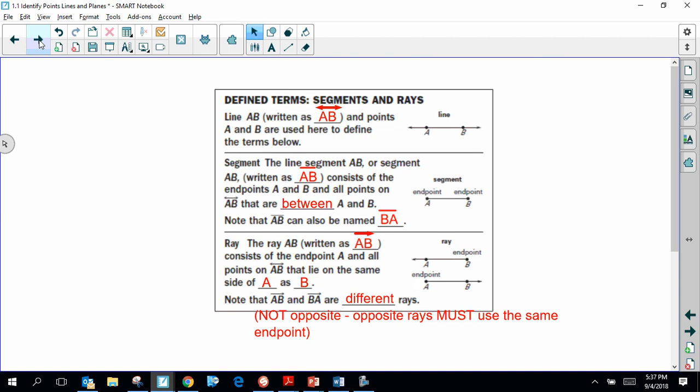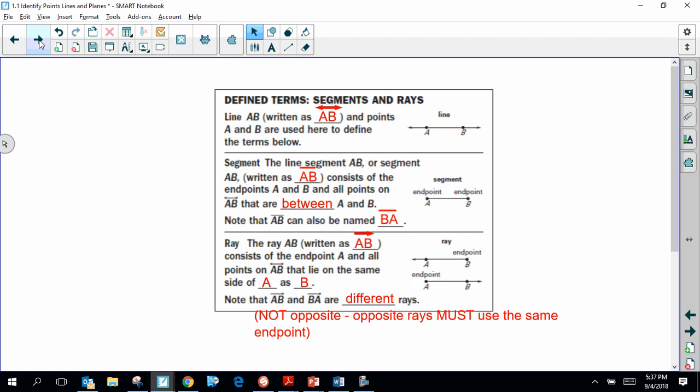Now moving on here, these are where we're getting into those critical attributes that I was talking about earlier with our defined terms. We're looking at segments and rays here. So line AB is written symbolically as line AB, like you see typed here, with the arrows on either end showing that it's continuous. A segment is going to be with just a single bar without the arrows, indicating that it's just a part of a line.